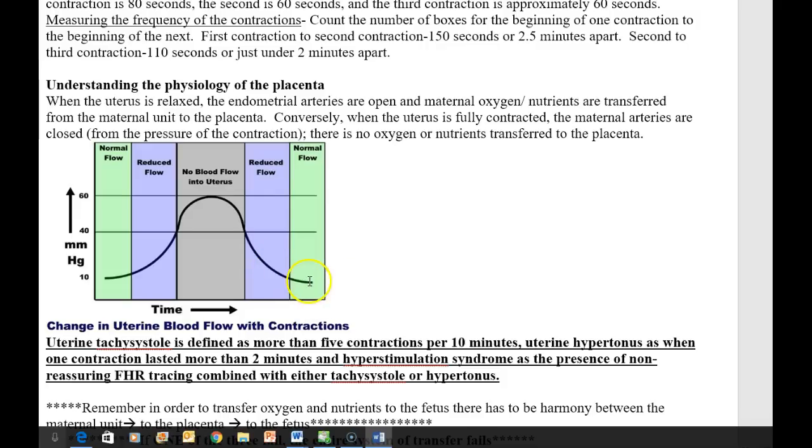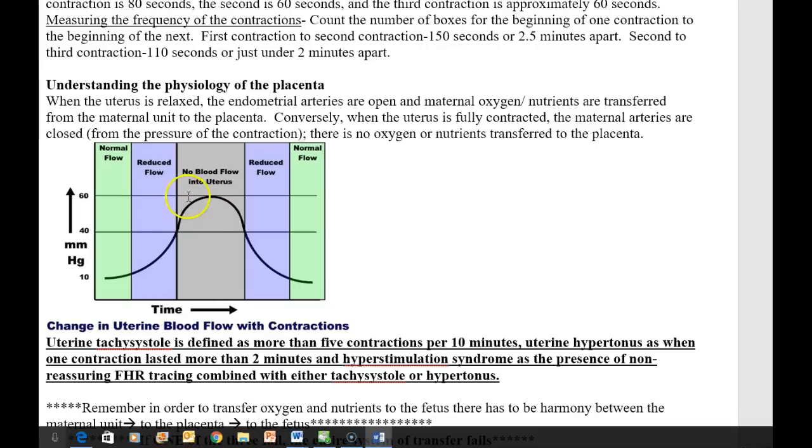And then after the contraction is over, there's normal flow coming in and out, or normal oxygen being pushed over to the gap. So you can see normal oxygen being transmitted to the gap, and normal CO2 being picked up from the gap. And you can see at the onset of the contraction, there is decreased oxygen going to the gap and decreased CO2 being picked up. At the peak of the contraction, there is no oxygen going over to the gap, and there is no CO2 being picked up from the gap.